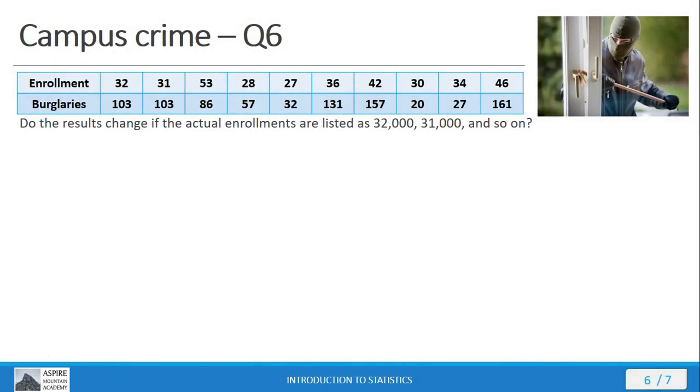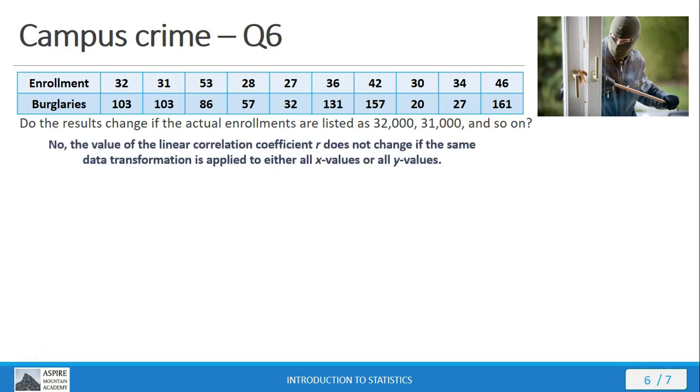Do the results change if the actual enrollments are listed as 32,000, 31,000, and so on? Well, if you remember what we talked about earlier regarding the properties of the linear correlation coefficient in a previous mini lecture, we said it doesn't matter as long as you change the scaling for all your data values the same way. It's not going to have an effect on R. So the results are not going to change.